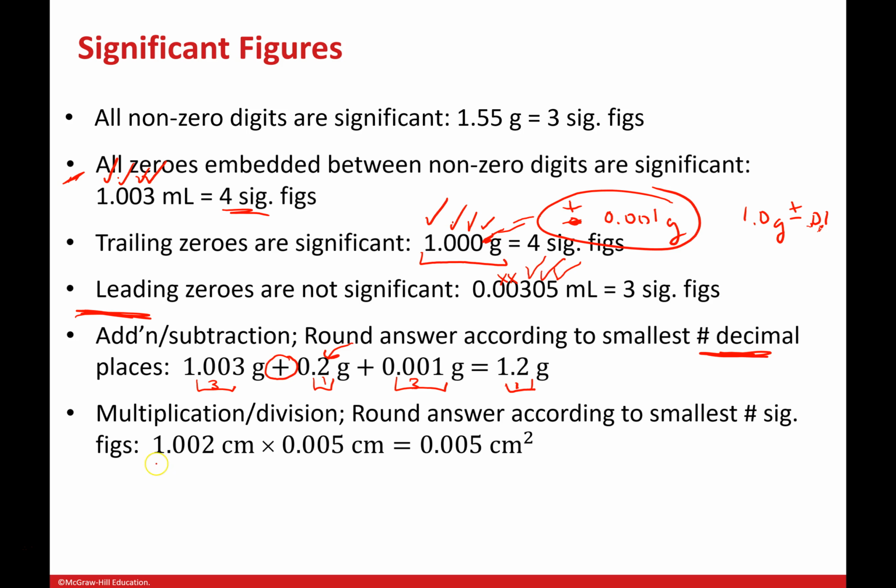So the example here is, how many sig figs are there in 1.002? There are 4. You buy that? How many sig figs in 0.005? There's only 1, exactly. So we can only round according to one significant figure. And that's why over here, I'm only showing one significant figure, even though your calculator probably says something else. I'm rounding it to 1.